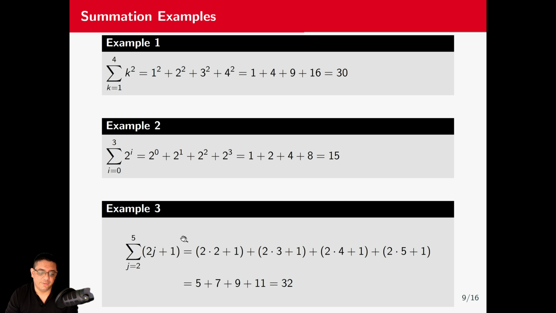Last, let's see something different, like the sum from j equals 2 to 5 of 2j plus 1. So notice that we're starting at 2. So the first term is going to be 2 times 2 plus 1. Then we go with 2 times 3 plus 1, 2 times 4 plus 1, and 2 times 5 plus 1. And so once I have this set up from just the particular term that I'm adding, I can translate this to numbers. This will be 5, 7, 9, and 11. Total sum 32 here.